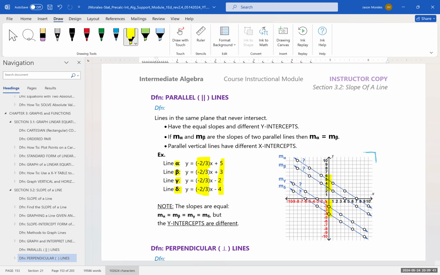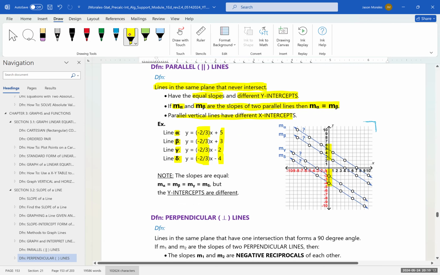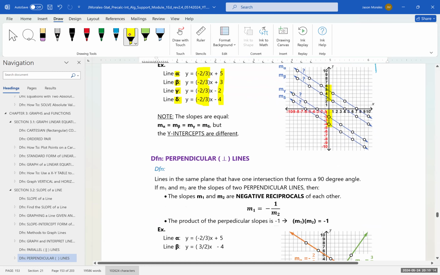So parallel lines are lines in the same plane that never intersect. They have equal slopes and different y-intercepts. And so if the slopes of two lines are parallel, then their slopes will be equal. Parallel lines have different intercepts. Okay, so that's kind of given here by this example.